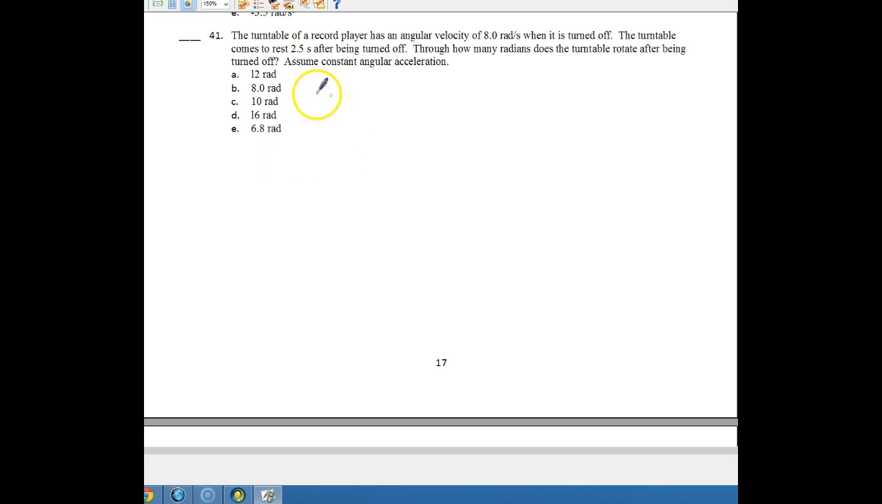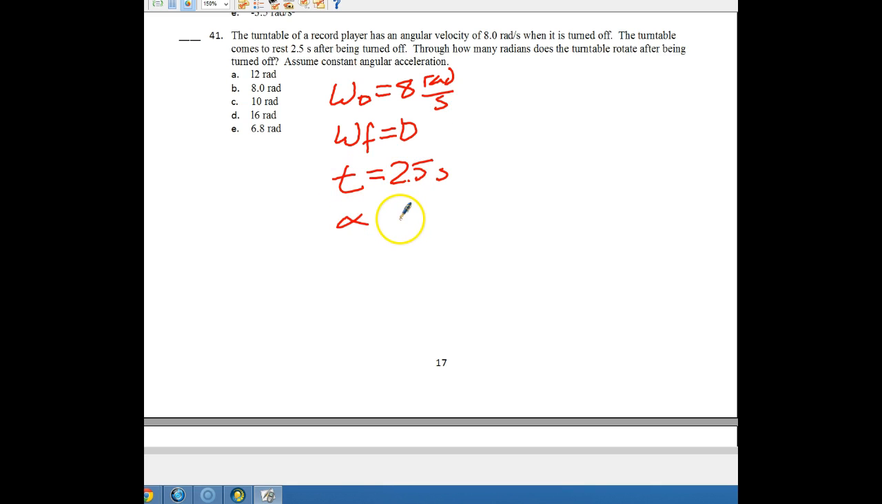For this problem, we have a turntable, and our original angular velocity is about 8 radians per second. They say that it slows down to a stop, so we know the final is 0 radians per second, and it does that in a time of 2.5 seconds. So now we've got most of the information we need. First thing we're going to have to find here is the acceleration. Once we find the acceleration, then we'll be able to find the angular displacement. So let's find that angular acceleration.